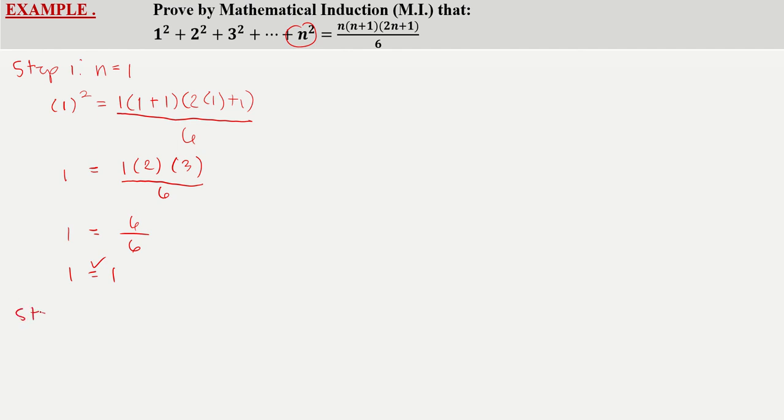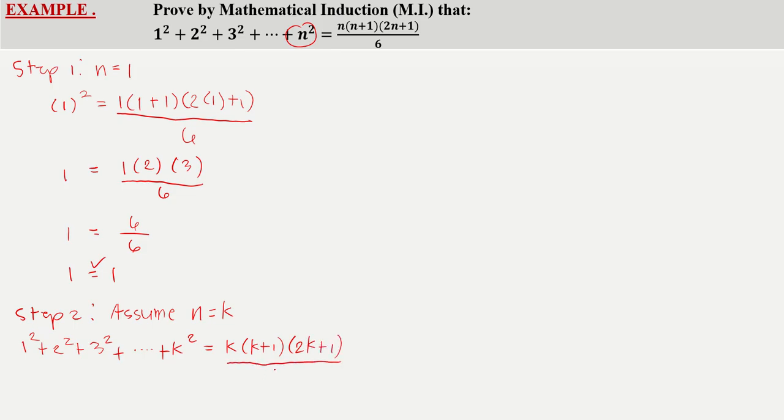For step 2, we are going to assume, or we let n be equal to k. We will be substituting k to all the variables n on our given. That's 1 squared plus 2 squared plus 3 squared and so on plus k squared, which is equal to k times k plus 1 times 2k plus 1 all over 6. And then we will be applying the assumption here to our next step.